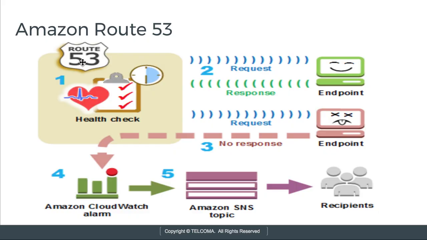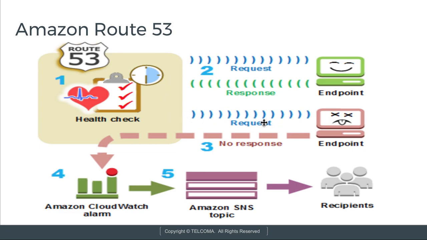So this is Route 53 and the health check procedure. The very first step is that a user opens a web browser, enters www.example.com in the address bar, and presses enter. Now Route 53 has to perform a health check. First, it will request the endpoint and get a positive response. That means your system is working effectively.